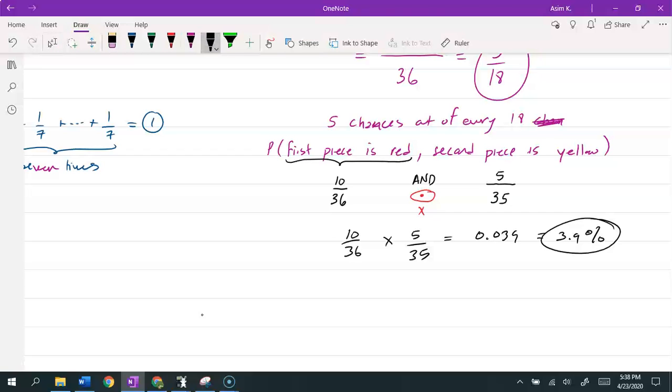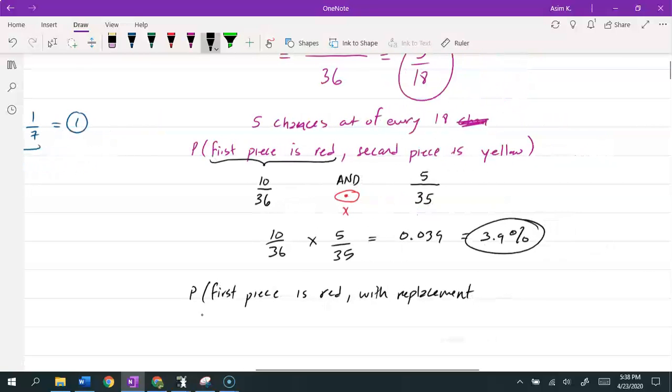Now, what if you said that I'm looking for the same exact probability, but this time I'm going to try to pick both of them out, where I pick out the first piece. Okay, first piece is red, so that's the same thing as before. And then with replacement, right? So you put the first piece back. You replace it this time, and then you're going to look for the second piece to be yellow.